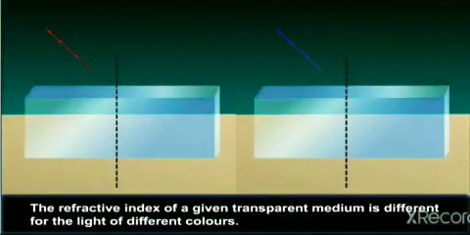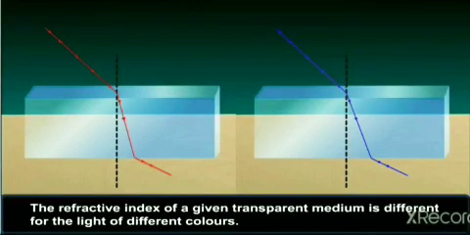4. Dependence of angle of deviation on the color or wavelength of light. The refractive index of a given transparent medium is different for the light of different colors.